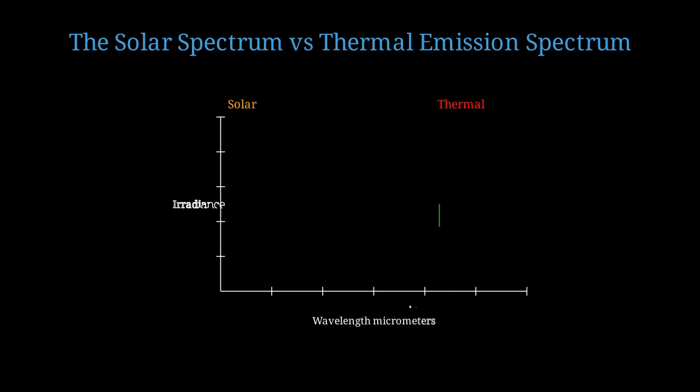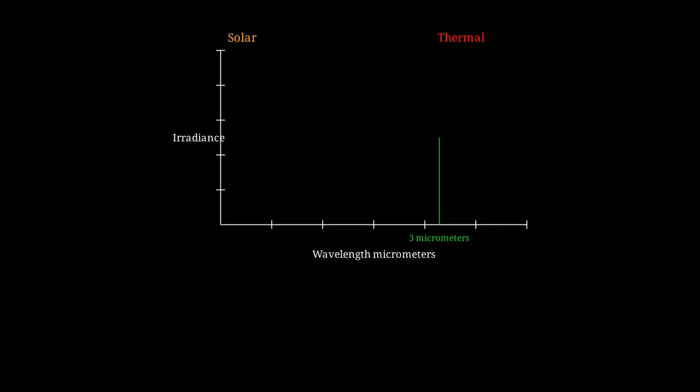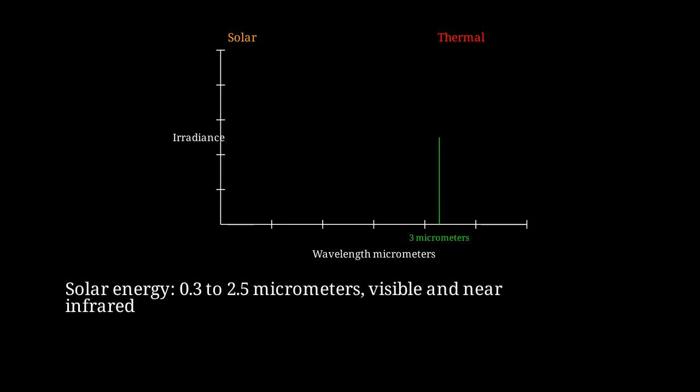Let me show you this graphically. The solar spectrum peaks around 0.5 micrometers in the visible range. Objects at room temperature emit thermal radiation that peaks around 10 micrometers in the infrared. There's very little overlap. Solar energy is concentrated between 0.3 and 2.5 micrometers. This includes ultraviolet, visible, and near-infrared radiation.